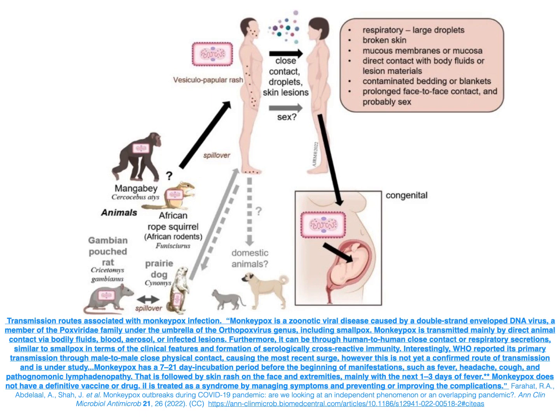Interestingly, WHO reported its primary transmission through male-to-male close physical contact, causing the most recent surge. However, this is not yet a confirmed route of transmission and is under study. Monkeypox has a 7 to 21 day incubation period before the beginning of manifestations, such as fever, headache, cough, and pathognomonic lymphadenopathy. That is followed by skin rash on the face and extremities, mainly within the next 1 to 3 days of fever.